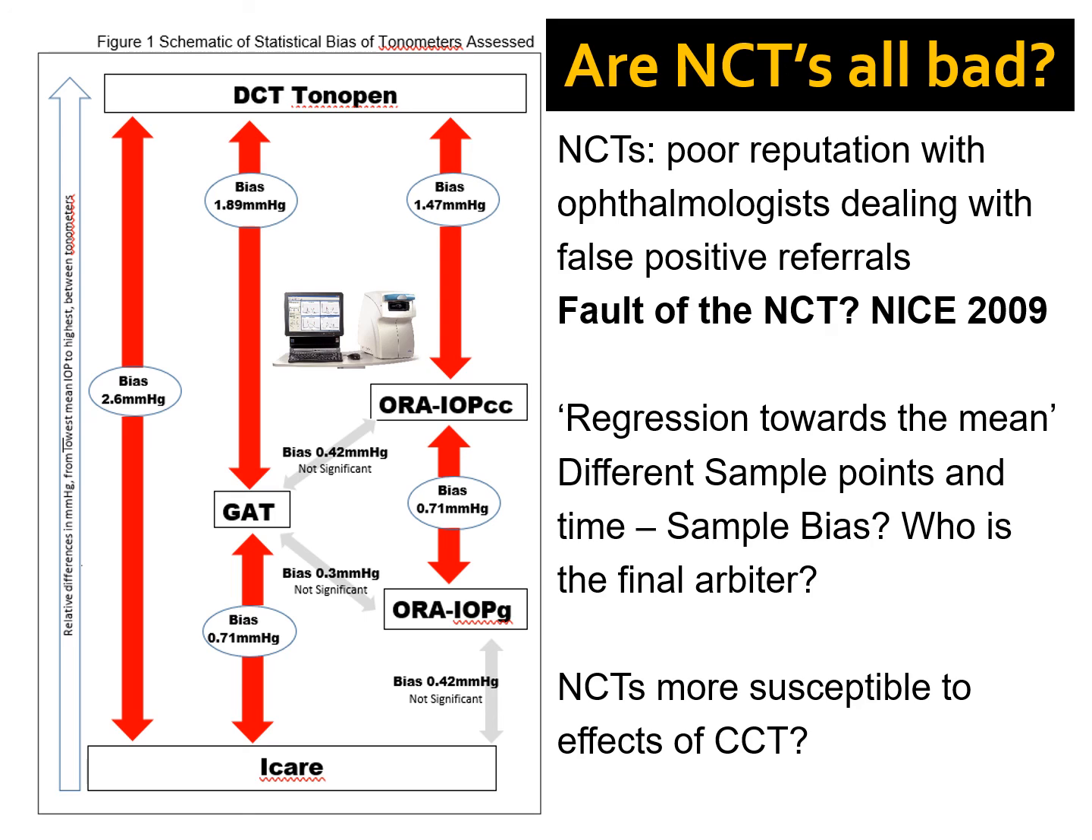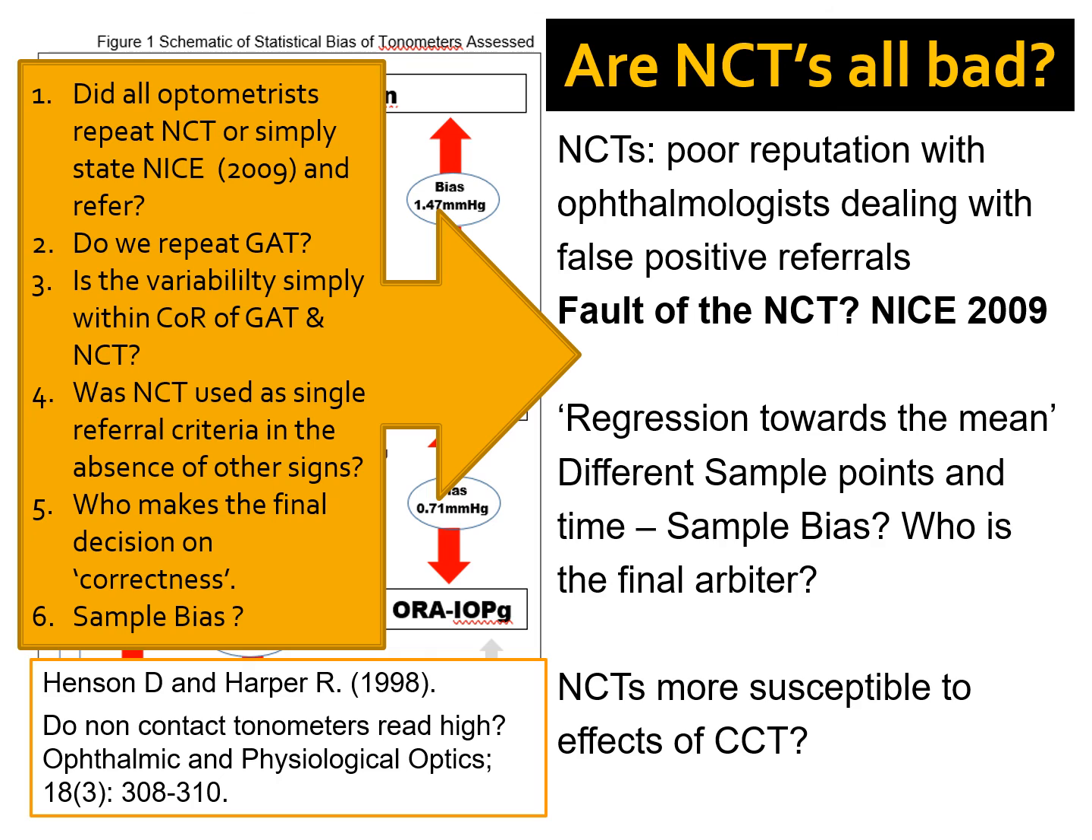So they agree. And this was a lot of patients, 150 odd patients or something that we compared with. So they agree. And okay, that's one bit of evidence. You could get another one that doesn't. But why the bad rep, really? Could it be the fact that did all optometrists repeat the NCT? Or simply, back in 2009 anyway, NICE said pressures 21, refer. We always repeat GAT. We're always told now to repeat GAT. So did these optometrists repeat NCT before referral?